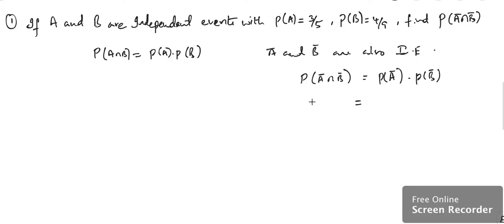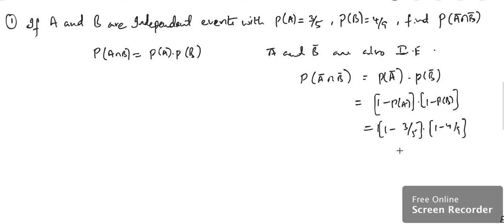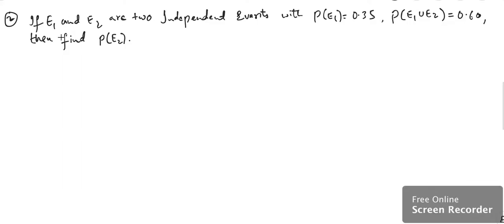But we know the sum of probability of an event and not an event, the total probability, is 1. So not event is written as 1 minus probability of A, and the same thing can be done for B. So now you just have to plug in the values that are given to us, that is 3 by 5 and 4 over 9. So 5 minus 3, that is 2 over 5, times 9 minus 4, 5 by 9. So the answer is going to be 2 over 9 for not A and not B.